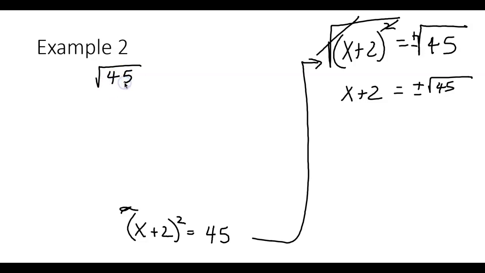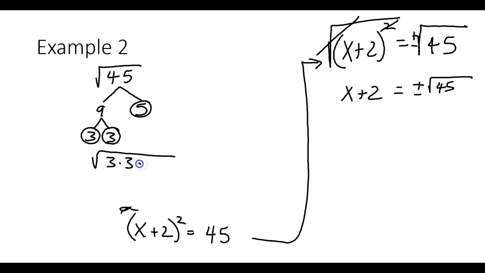All right, so here we go. 45, let's break it down. What times what makes 45? 9 times 5. Okay. And 9 can be 3 times 3. And these are all prime now. 3 doesn't break down, and 5 doesn't break down. So there's 2 3s and a 5. And we're going to take out anything that has a pair. So I've got a pair here. So you can put a 3 on the outside and cross off the pair.